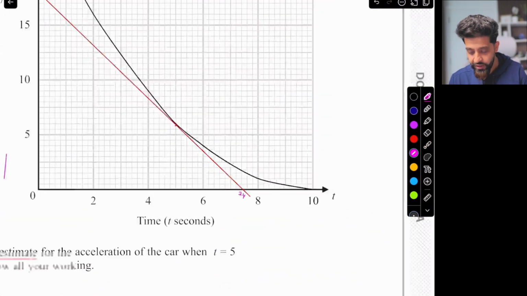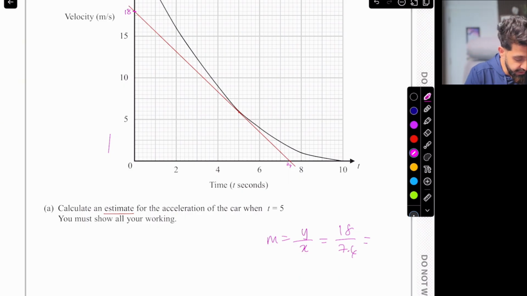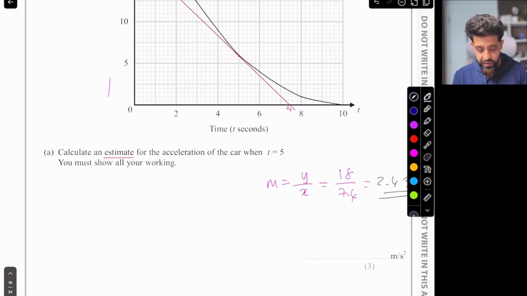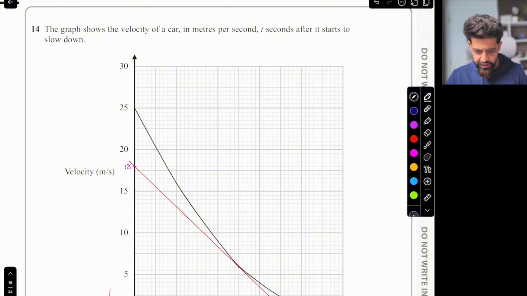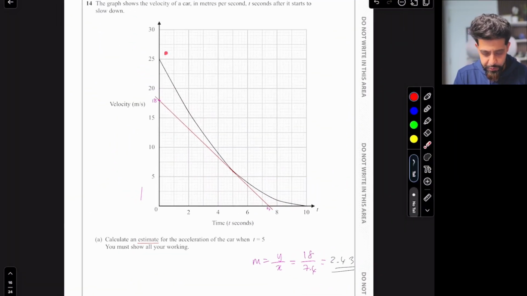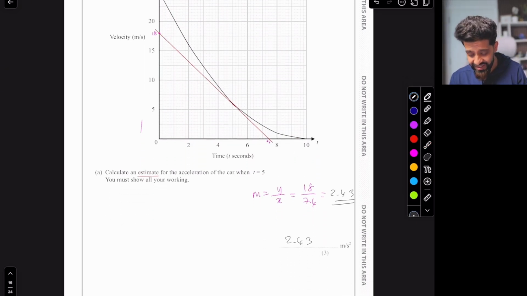Okay, so that's 7.4. So if I'm working out m, y divided by x, for the y, I've got 18 divided by 7.4. Stick that in my calculator. 18 divided by 7.4 has a gradient of 2.43. Okay, so the acceleration is 2.43 meters per second squared. Okay, and it is a deceleration actually. Yeah, that is something as well, because look, the speed was 25, it's gone down. So although it's acceleration, because the speed's gone down, it's actually a deceleration. All that means it's going to be a negative gradient. Okay, so there, that's it.